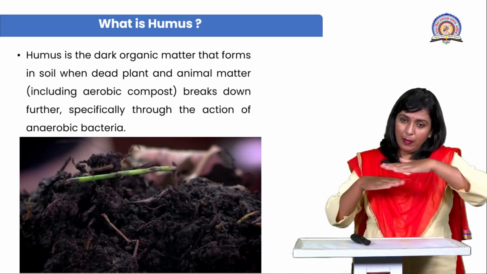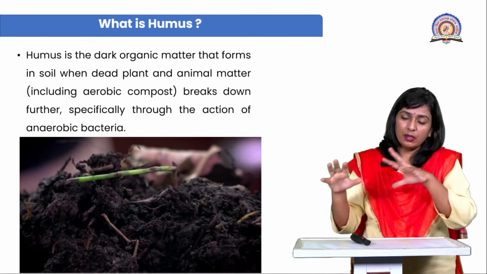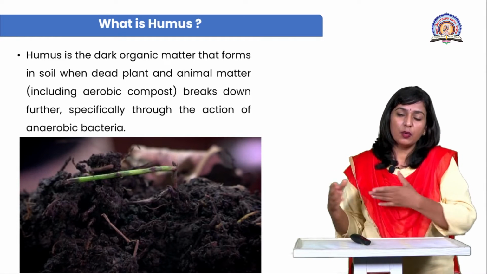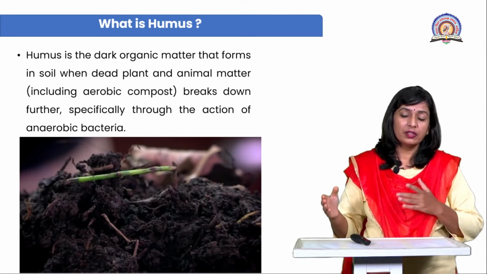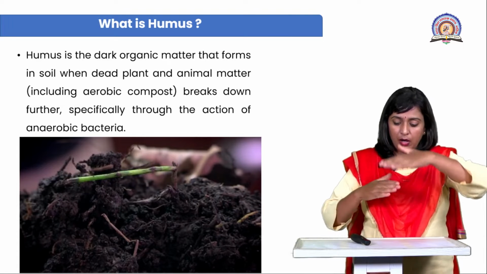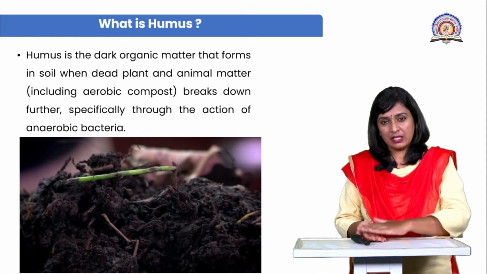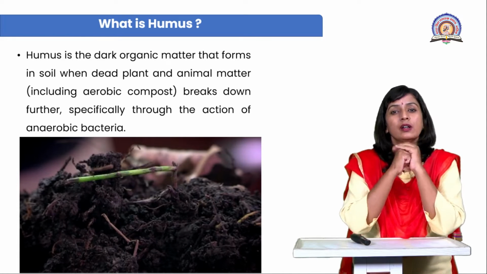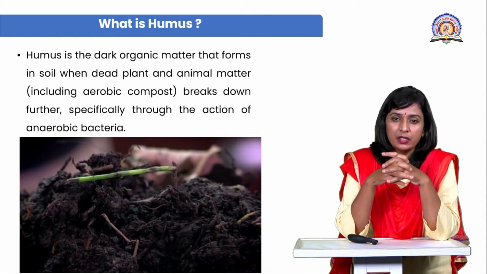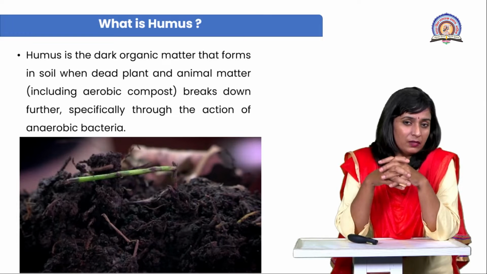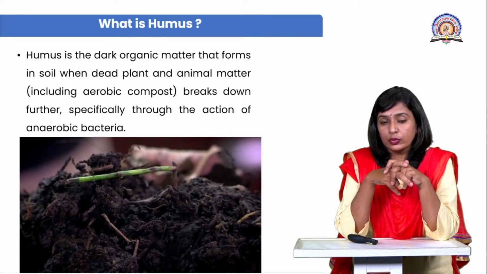But the superficial part of that pit, in that specific region the aerobic organisms work, and that organic matter will get converted into compost. But what about the portion of the organic matter which is present at the bottom of this pit? What will happen? Will it get converted into compost or not? No, it will not get converted into compost. Why?